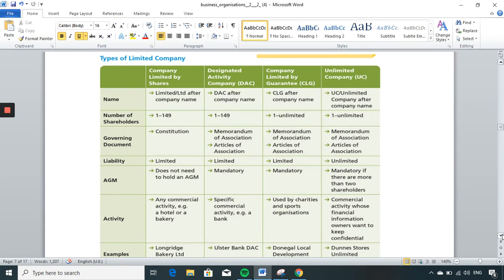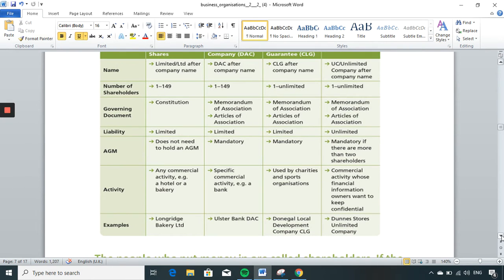Company limited by guarantee. So they have members rather than shareholders, and these members directly control it. They act as guarantors, and what they'll do is pay a small percentage of debts when the company is wound up. They're generally things like charities, sports organisations. They would also have a memorandum of association and articles of association. So the memorandum is the external rules, and the articles are the internal rules. And like designated activity companies, they must also have an AGM, an annual general meeting, at the end of the year. You see there, sports organisations, charities, etc.